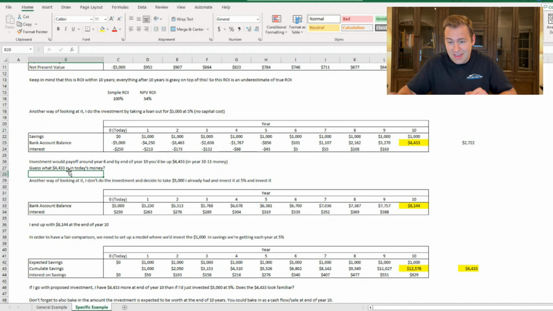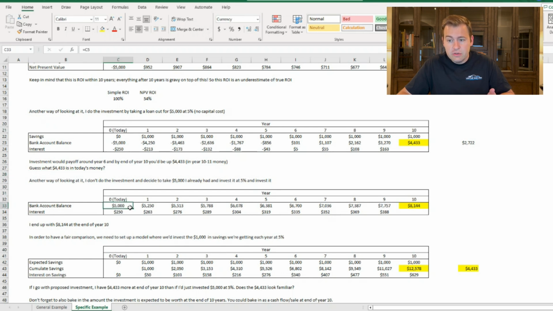This is the same $5,000 investment. Here we're looking at the alternative. Remember, we said the discount rate can be thought of as the opportunity cost of money at an associated risk level. Well, what if we took that $5,000 and we invested it in a bank account that pays 5%? Let's see what would happen in that scenario.